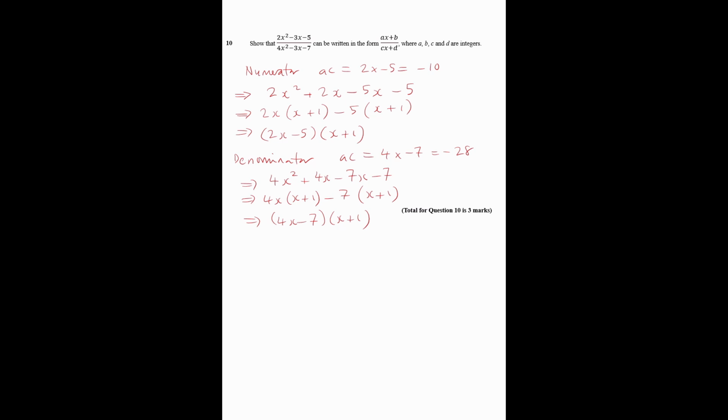So if we now bring the numerator and denominator back together again, we get 2x minus 5 times x plus 1 all over 4x minus 7 times x plus 1. These can cancel, and we get 2x minus 5 over 4x minus 7. Don't be tempted to cancel any x's or things like that. This is as far as we can go, and this is the final answer.